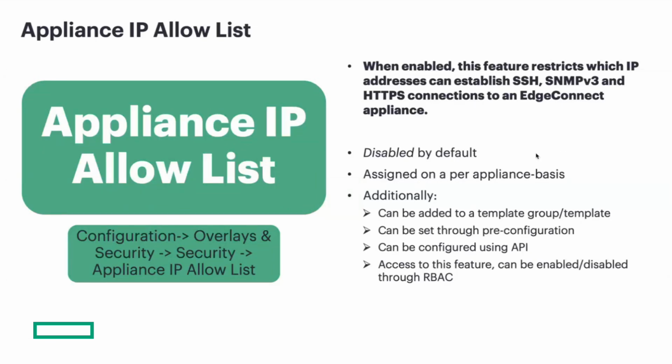You can configure it through the orchestrator for each appliance, but it can also be added to a template and put in a template group. It can also be set through pre-configuration, and there is a standard RESTful API associated with configuring this feature. Additionally, it can be enabled or disabled through RBAC.